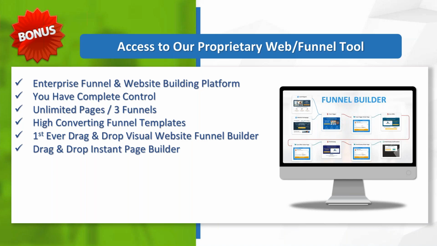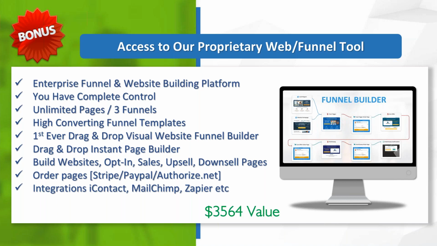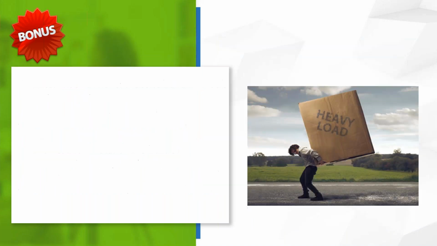You just move the story blocks in and it fills in the information for you. You can build websites, you can build opt-in pages, sales pages, upsells, downsells. It has order pages that connect to Stripe and PayPal, integrations with iContact, MailChimp, Zapier. And even if you don't have the MailChimp or Zapier, it'll take care of notifying you, capturing the lead, and sending them an email without you having to have it connected to anything else. So that's a $3,500 value a year just in that part.